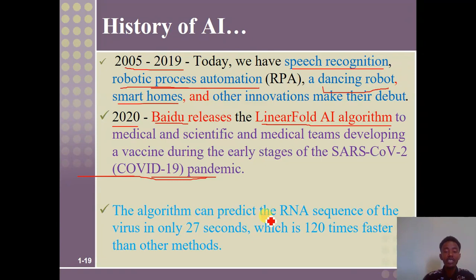The algorithm can predict the RNA sequences of viruses in a very short period, about 27 seconds, which is about 100 times faster than the currently existing technology.